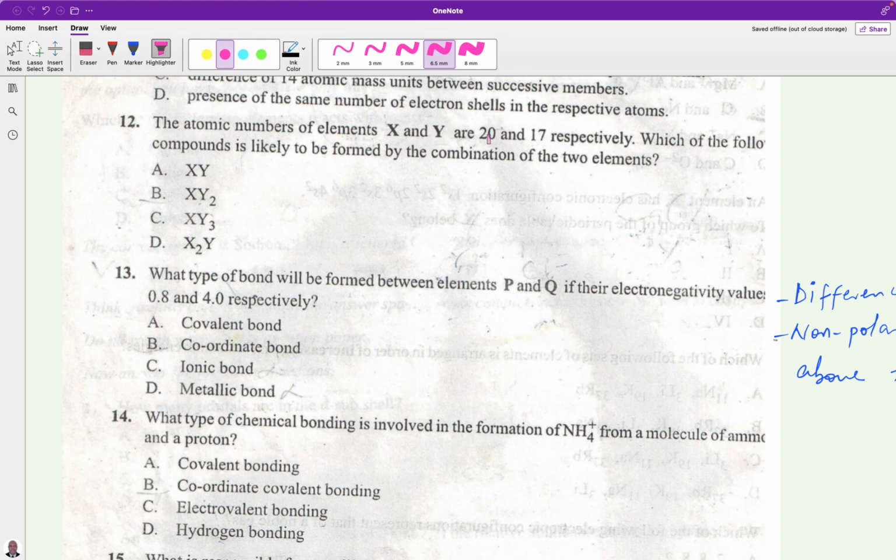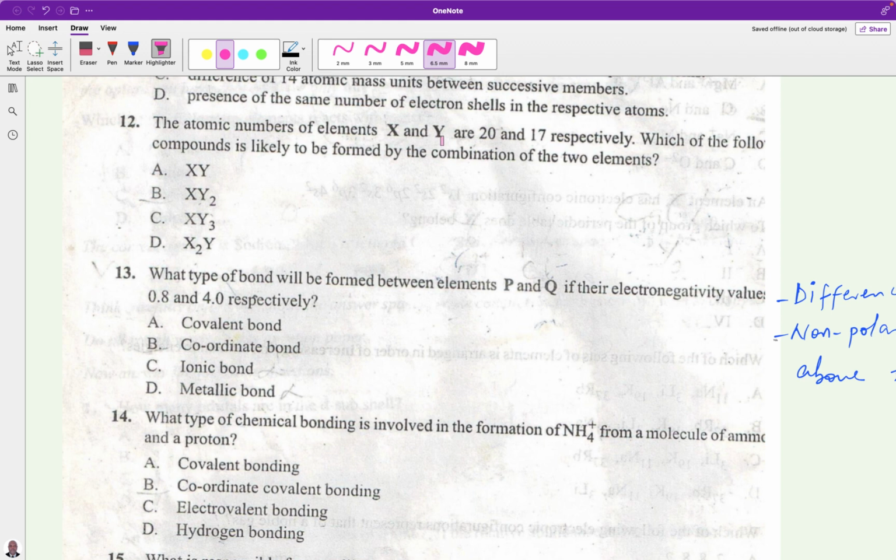20 is 2, 8, 8, 2, and there are 2 electrons in the outermost shell. So the one with 20 has a charge of +2. That is, X has a charge of +2.